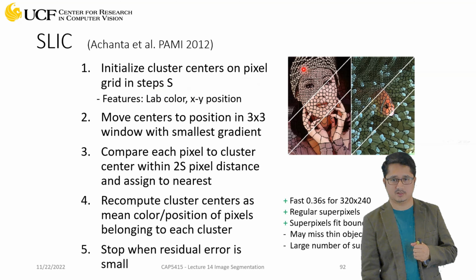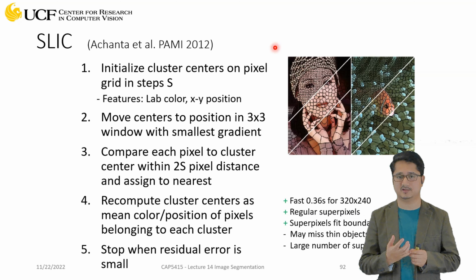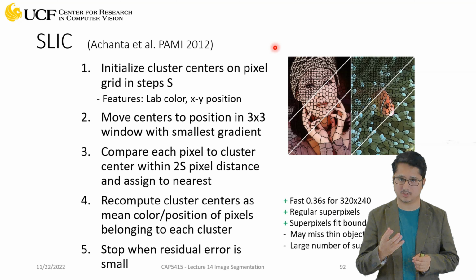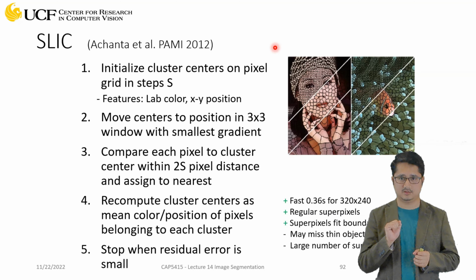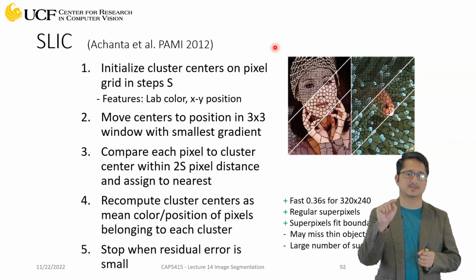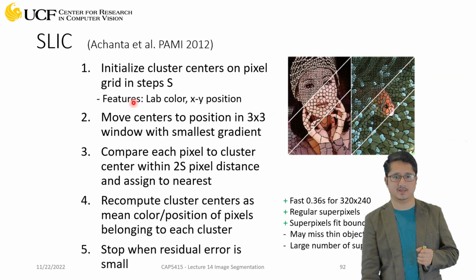The way we do it is we divide your image into multiple grids depending upon how many cluster centers you want. For example, if you want 100 different cluster centers, you will create a grid of 10 cross 10. And then within each grid cell, you will randomly pick one of the pixels as a cluster center. And as I said earlier, you will have a 5-dimensional feature vector: 3 for color and 2 for position.